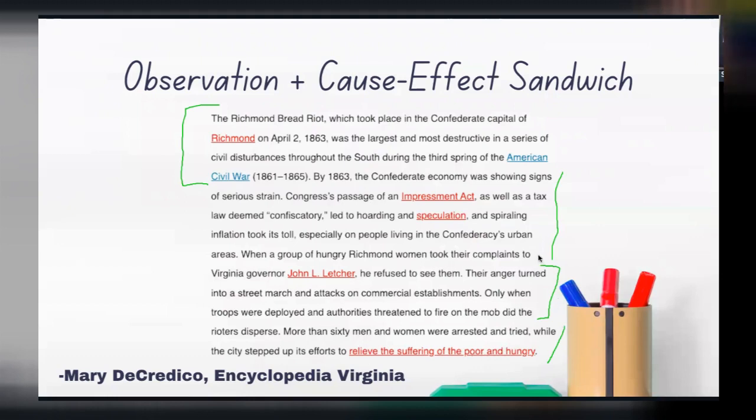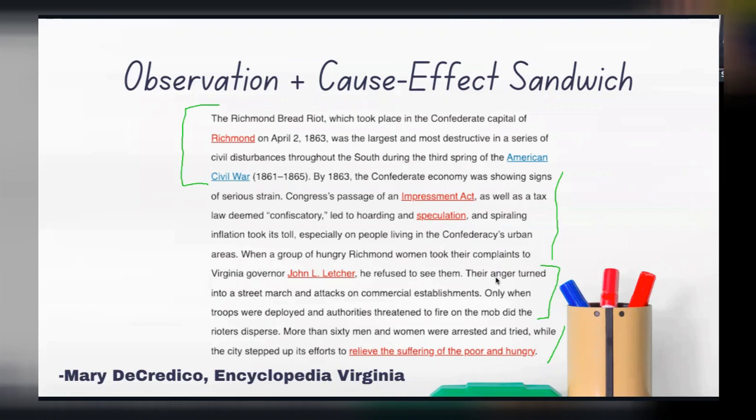So why I say that this is a cause effect sandwich is that we have the causes listed at the top here. In the middle, you have sort of like the meat of what you're trying to summarize. So it says here, their anger turned into a street march and attacks on commercial establishments. Only when the troops were deployed and authorities threatened to fire on the mob did the rioters disperse.